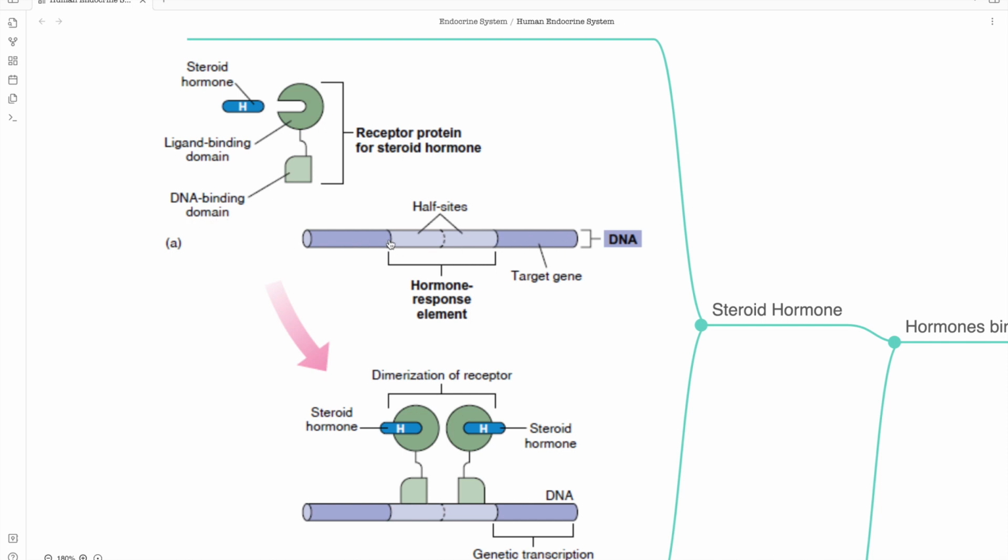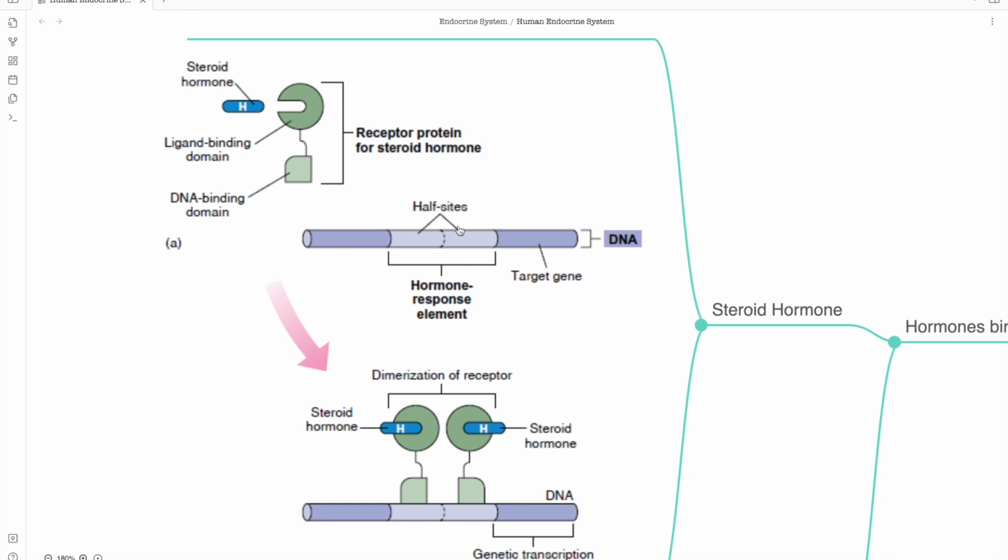Now let's say this is the DNA where this hormone receptor complex will bind, and this part is the target gene. That means this is the part from where the mRNA will be produced, and this mRNA will have its protein translated, and then the steroid hormone response will be seen. Just in the proximity of this target gene we have an element called the hormone response element, where the hormone receptor complex can come and bind.